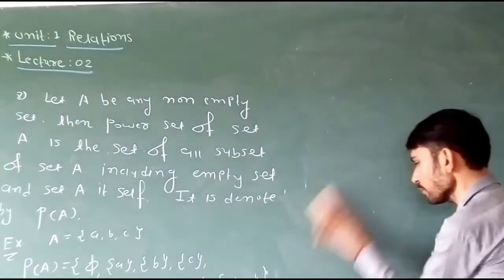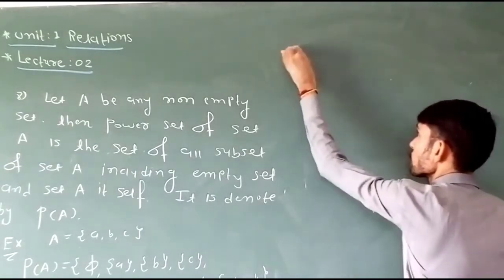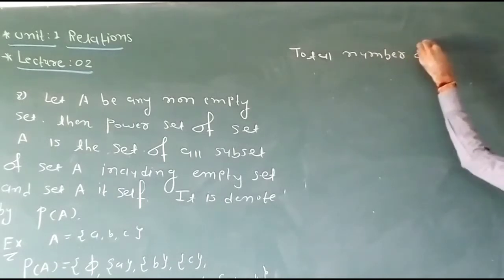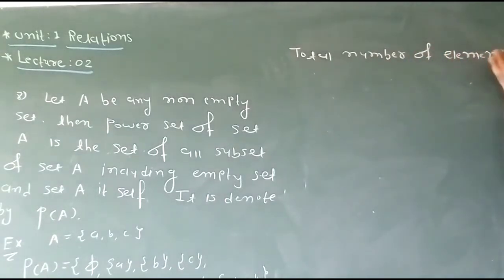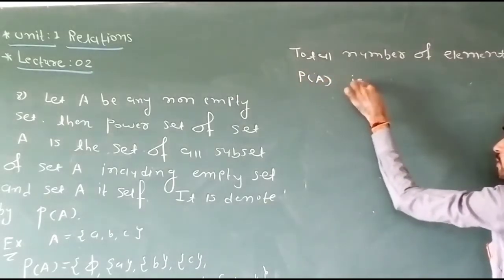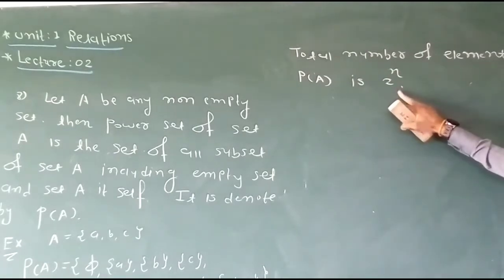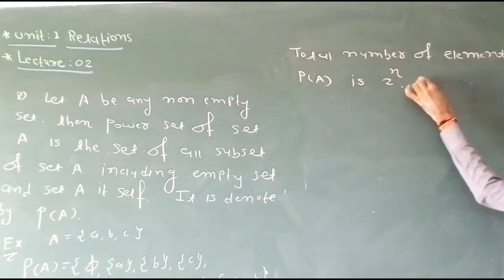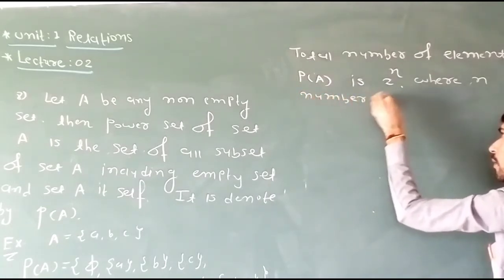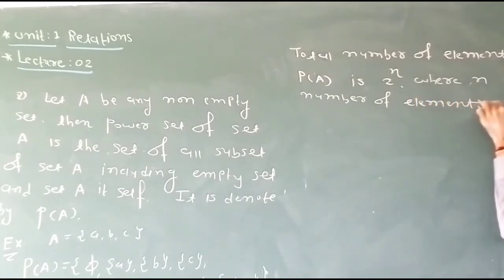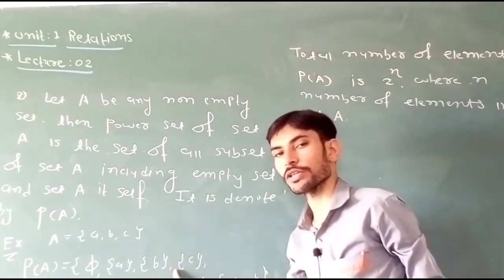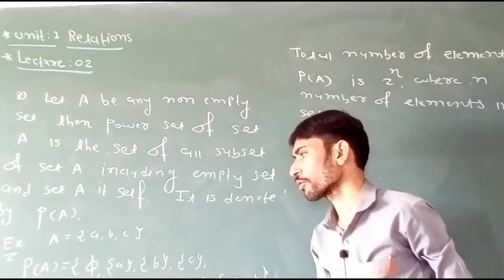So now we write in general: total number of elements in power set of A is 2 raised to n, where n is the number of elements in set A. In our example, power set of A has total 2 raised to n, that means 2 cube, total 8 elements, or you can also use the word subsets, ready?